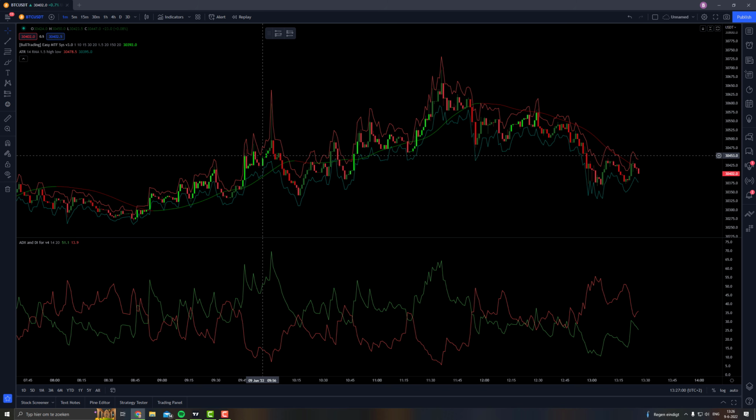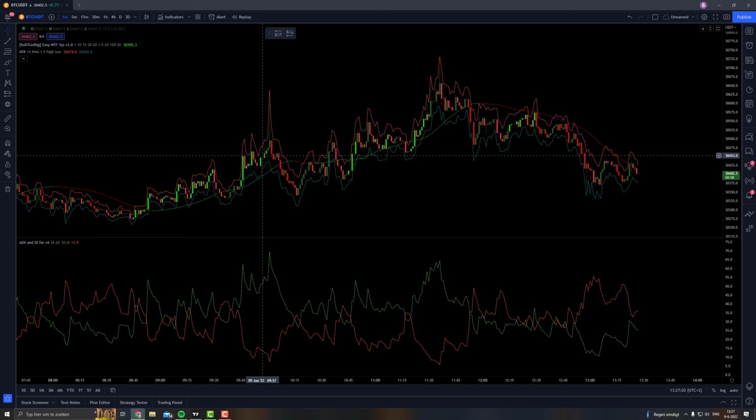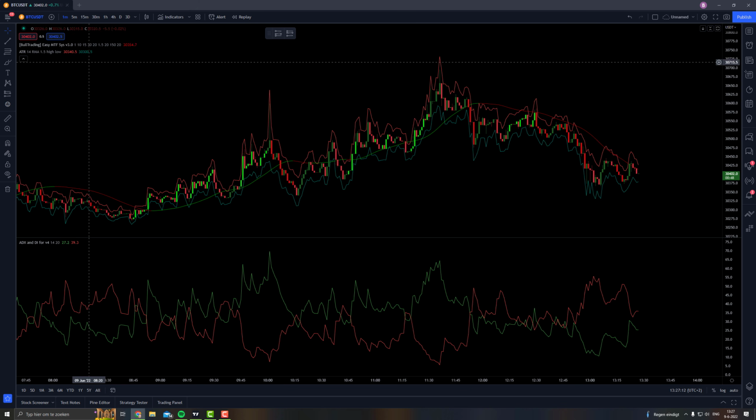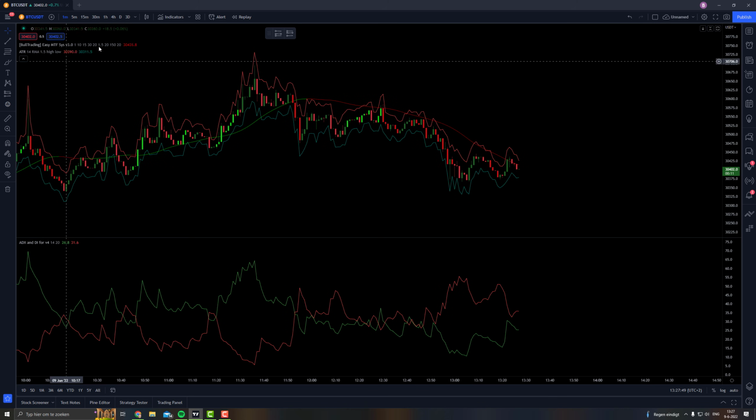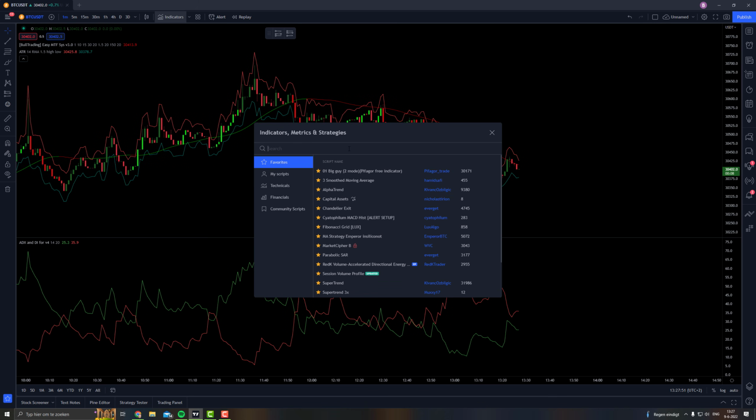Hey traders, today we have a new scalping strategy for you. For BTC, Forex, it doesn't really matter. We are gonna backtest it on the BTC USDT pair. For this strategy, you are gonna need 3 indicators. So I'll show you which indicators you need.